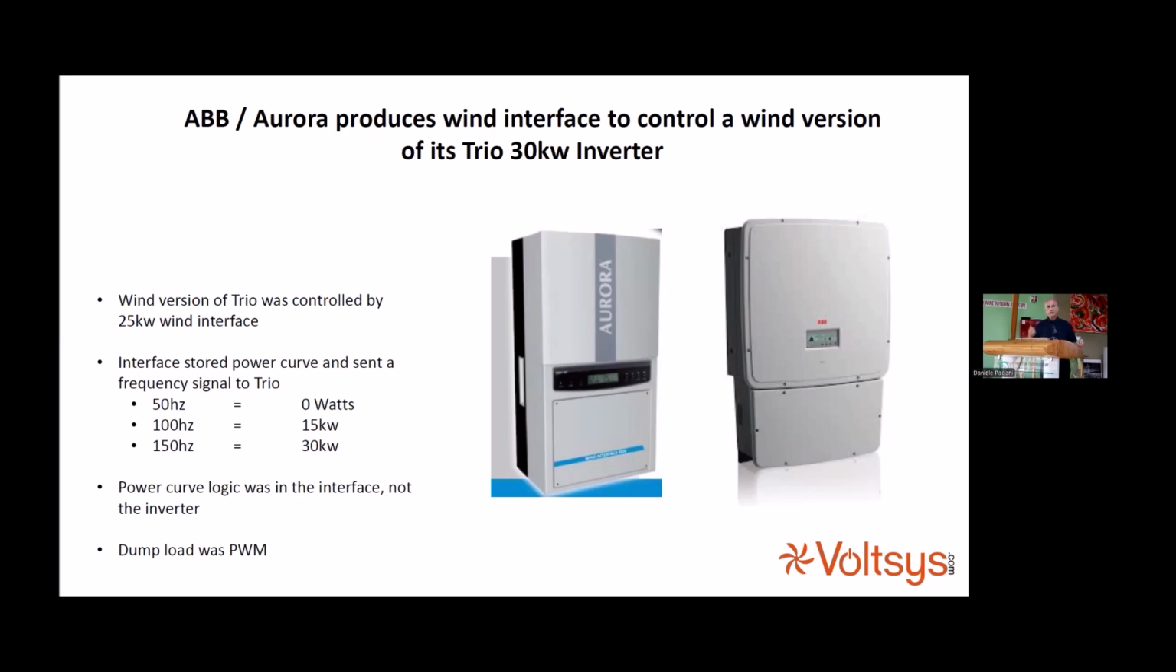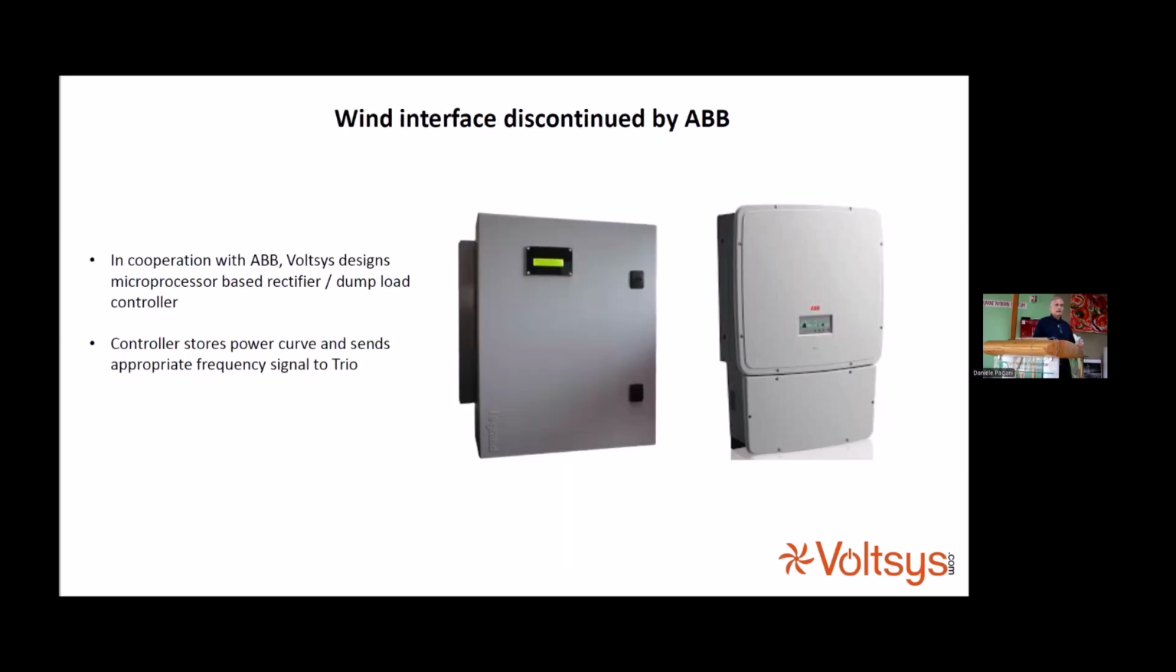So instead of having a sudden impact of kicking in a major load and dropping the voltage up and down, you were able to be more gradual about how you controlled it. That product was discontinued by ABB, and we introduced a version of our controller which performed the same functionality. Again, the power table was stored inside the controller, and it managed the inverter externally through a frequency signal, which is quite unusual, but it worked.